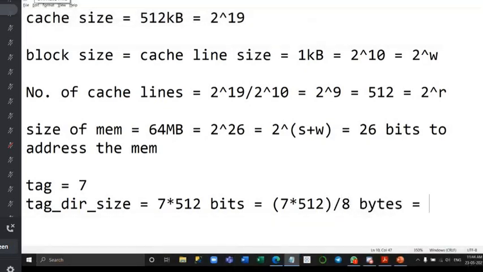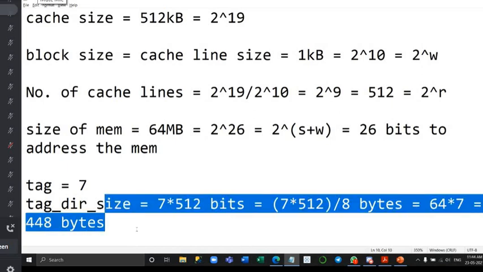So that becomes 64 into 7, so we have 448 bytes. Yeah, 448 bytes. We have 448 bytes as the tag directory size. Hope that's clear as well.